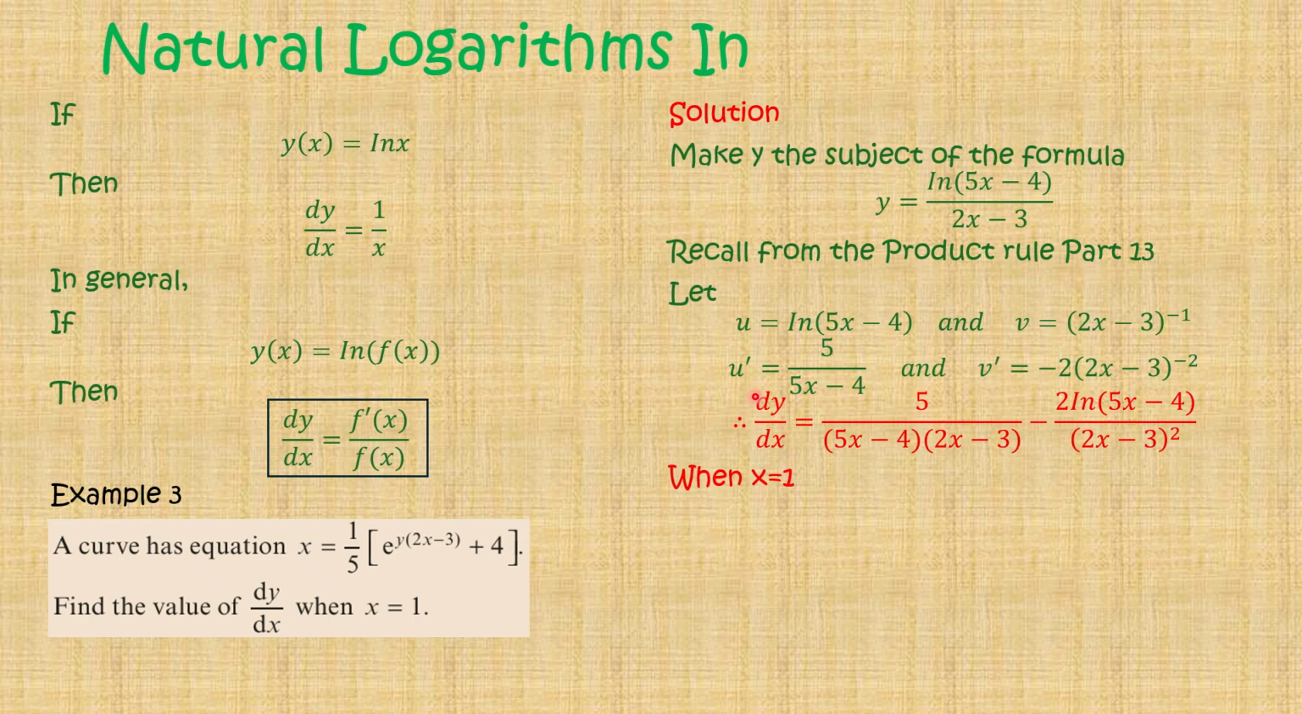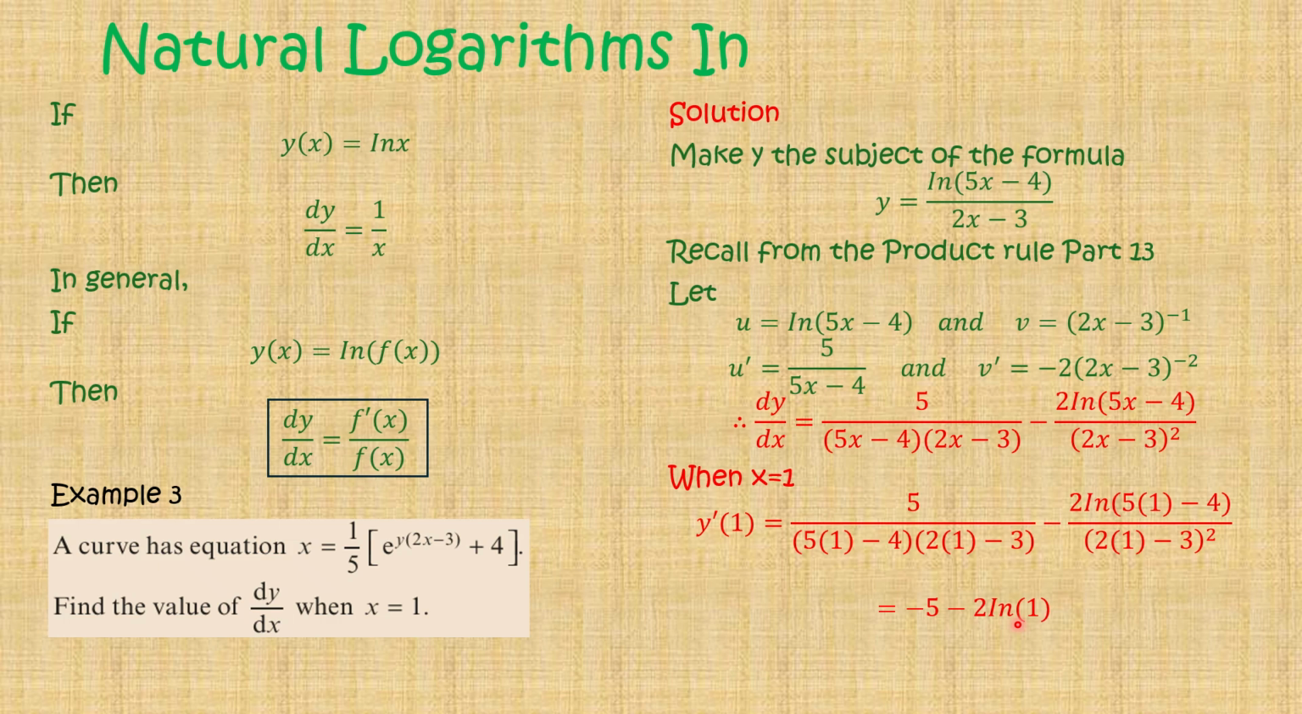And of course, now that we have obtained the first derivative of y, we can now substitute for x. Wherever we have x, we substitute with a 1 so that we get the value of the dy/dx when x is equal to 1. Right, so this is what we're going to do. Wherever I have x, I've just substituted with a 1. Simplifying further, we are going to get minus 5 minus 2 ln 1. And we know that ln 1 is equal to 0, implying that our final answer becomes minus 5.